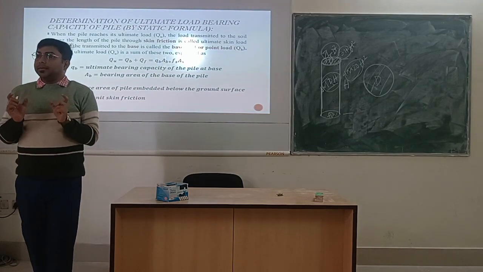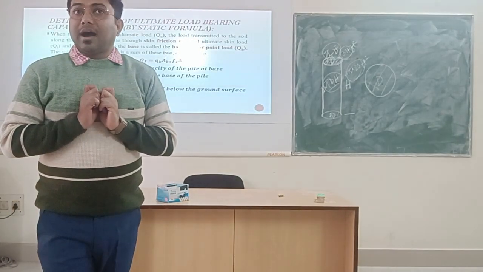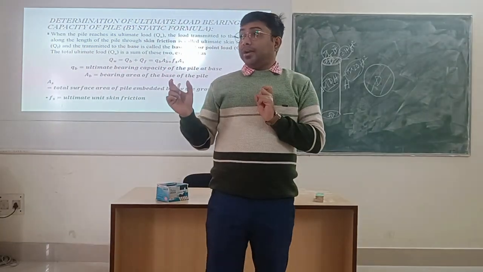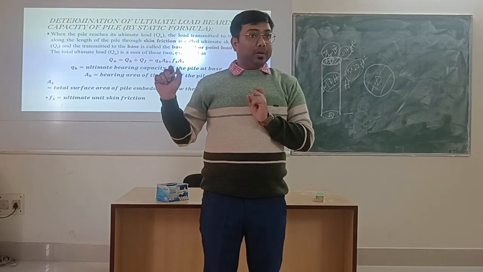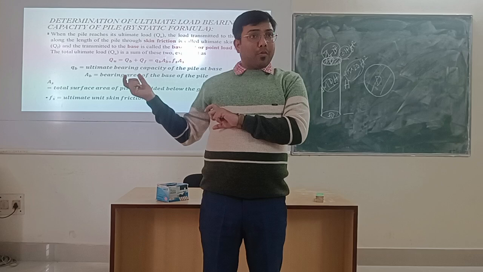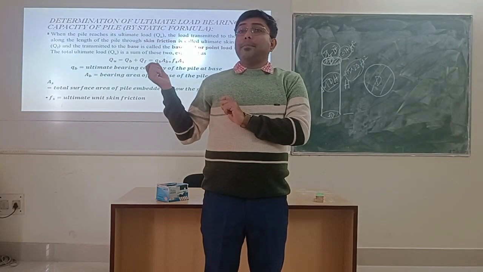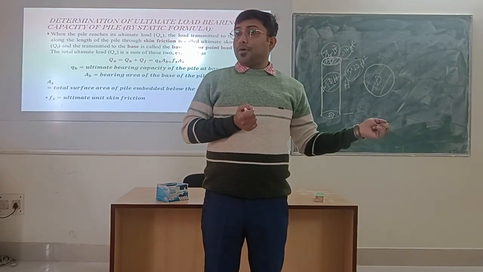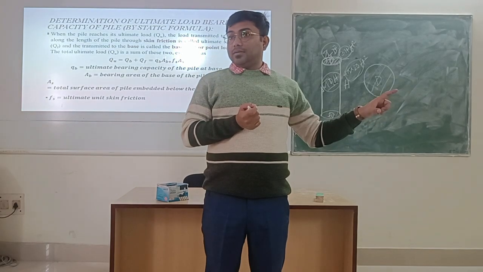Now this is the main part of this formula. What is QB? QB is the base load or point load or end bearing capacity. That is the capital QB. In the next part of the equation there is small qb. Small qb is nothing but the bearing capacity that is coming from Terzaghi's formula in the shallow foundation.